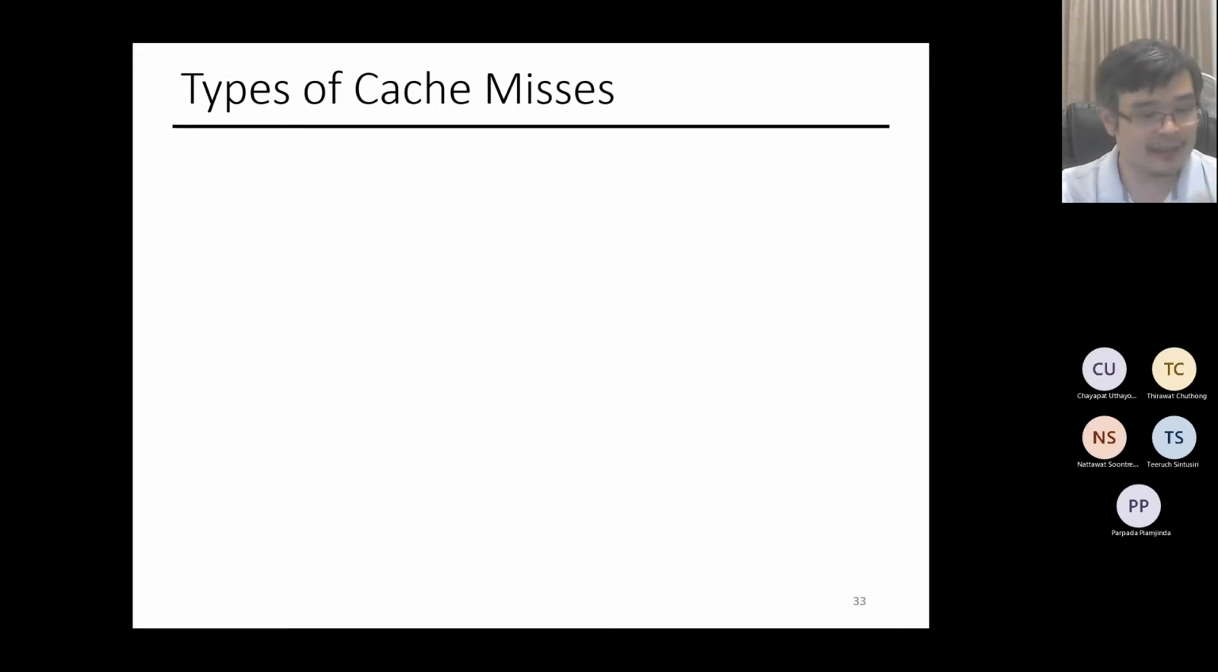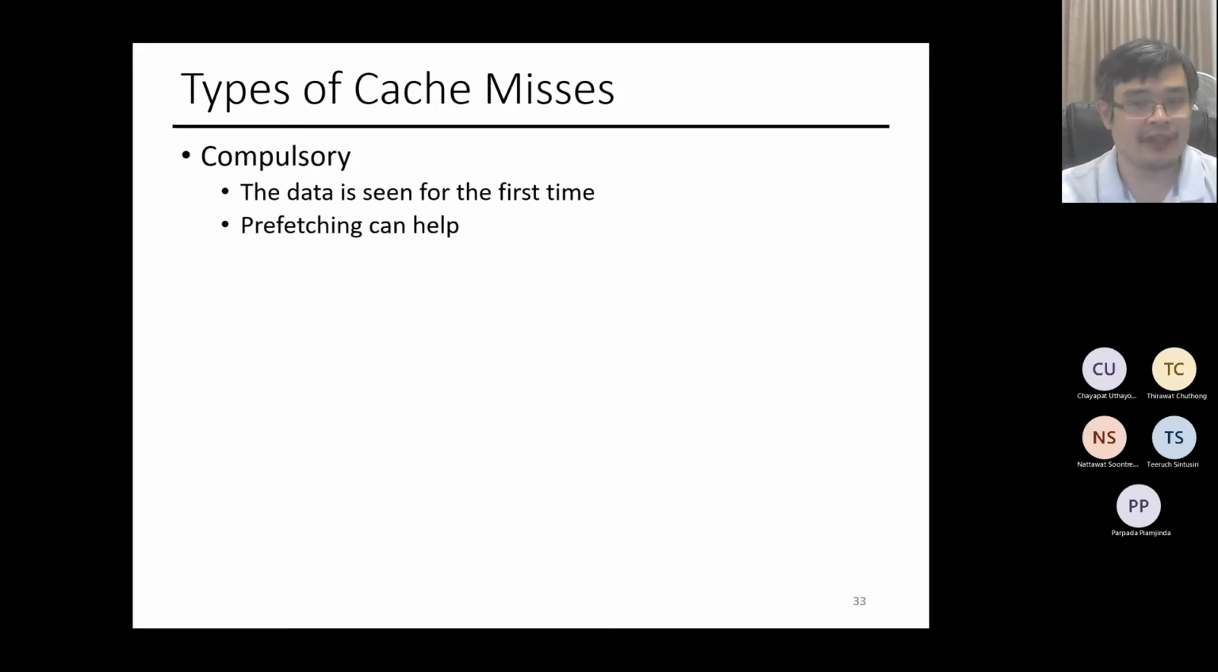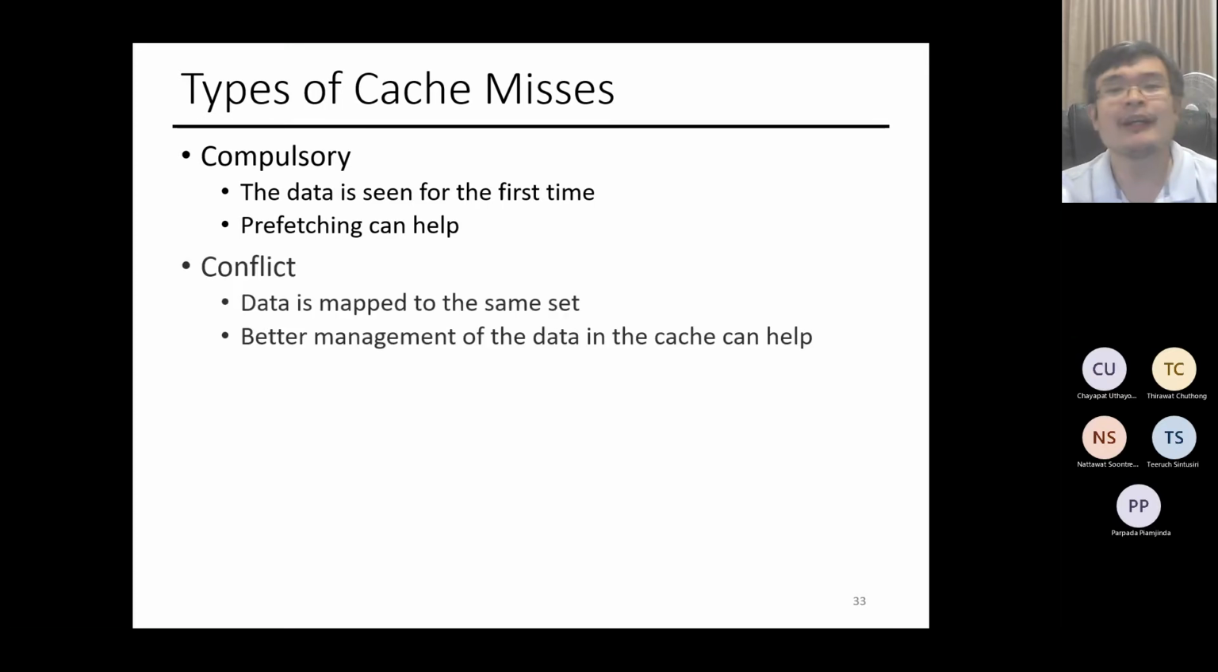And there are 3 classes of cache misses. First, compulsory misses. You've never seen this data before, so you can prefetch. Again, we'll talk about prefetch in the next lecture. If you see the data for the first time, it's going to be a cache miss because it's not in the cache or you never brought it in. That's a compulsory miss.